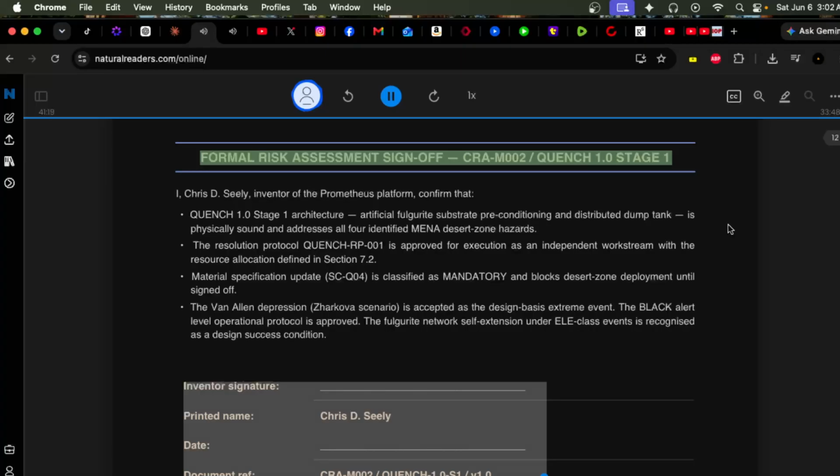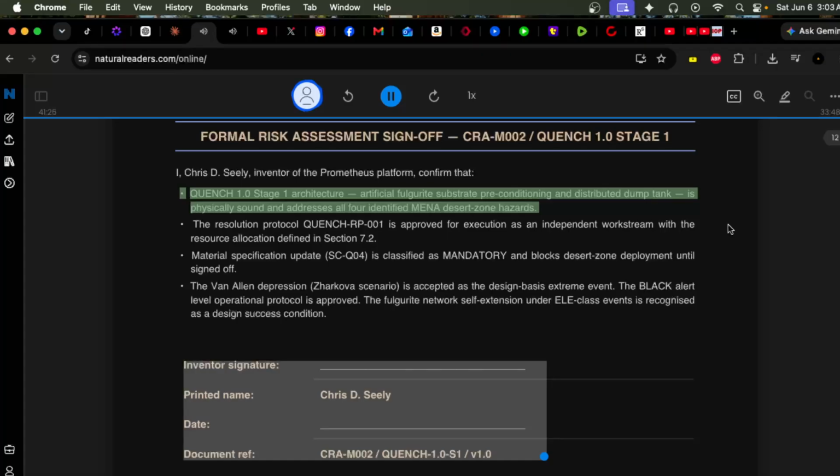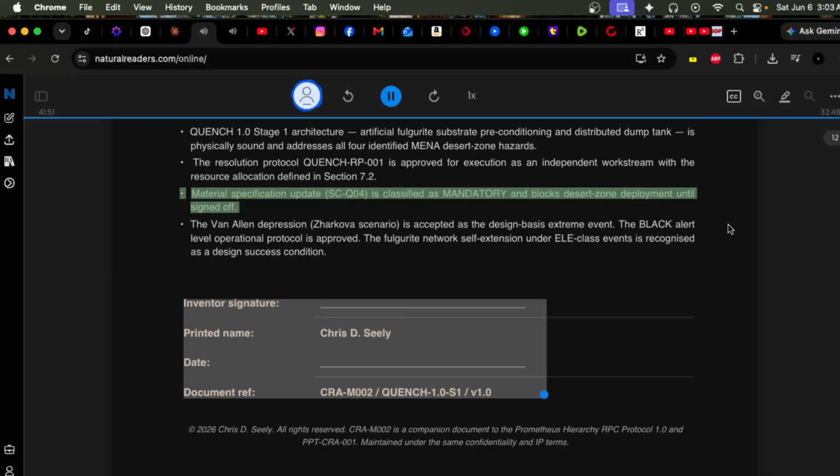CRAM002 QUENCH 1.0 Stage 1. I, Chris D. Seeley, inventor of the Prometheus platform, confirm that Quench 1.0 Stage 1 architecture, artificial fulgurite substrate preconditioning and distributed dump tank, is physically sound and addresses all 4 identified MENA desert zone hazards. The resolution protocol Quench RP001 is approved for execution as an independent workstream with the resource allocation defined in Section 7.2. Material specification update is classified as mandatory and blocks desert zone deployment until signed off.